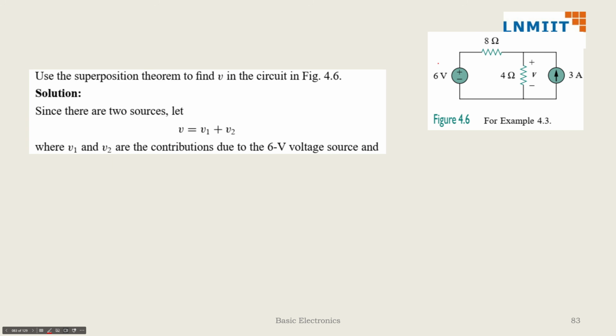So for example, if we have this circuit which is having two independent sources, one is a voltage source and one is a current source, and I want to find any of the circuit parameter like a voltage in a branch or a current flowing in one particular branch, then that particular component is basically a linear combination of the contributions from both these sources, and we can find these contributions individually.